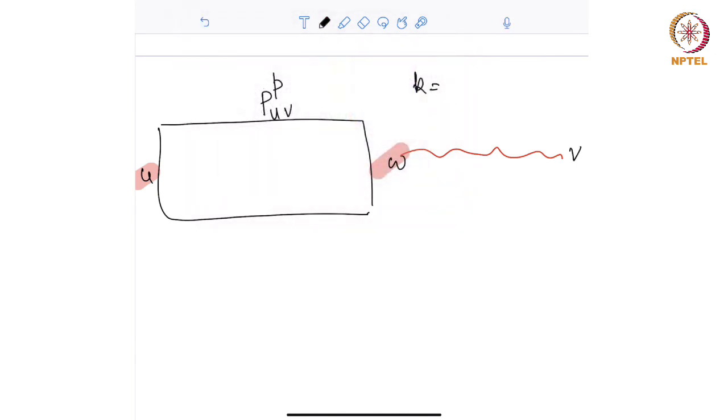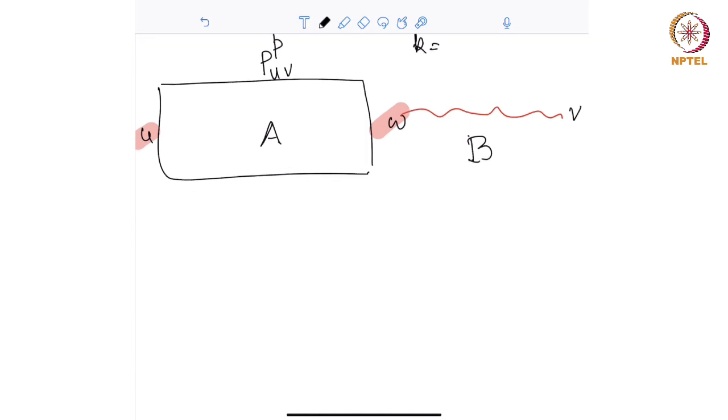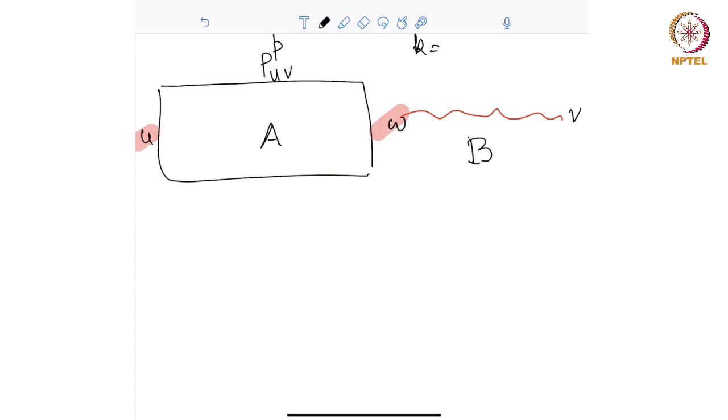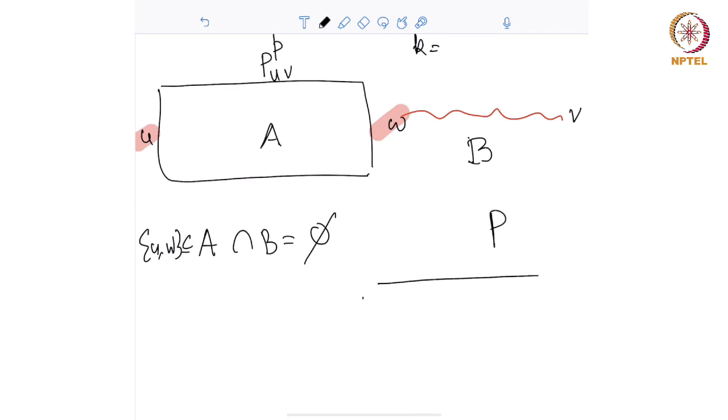Let's call this part of the path B, and suppose there is a path A. Now what is the property of this path? The first property is that A, which of course contains U and W, intersection B is equal to phi. So for the path P that we have, which starts at U and goes via W, the first part we call A and the rest we call B.